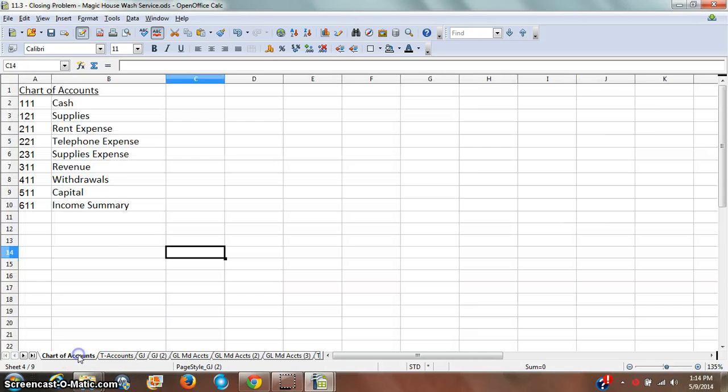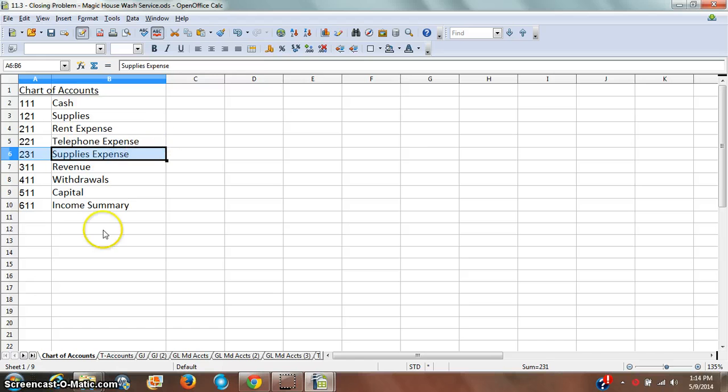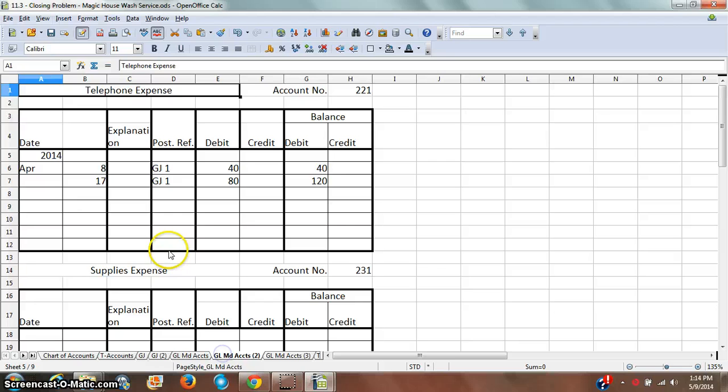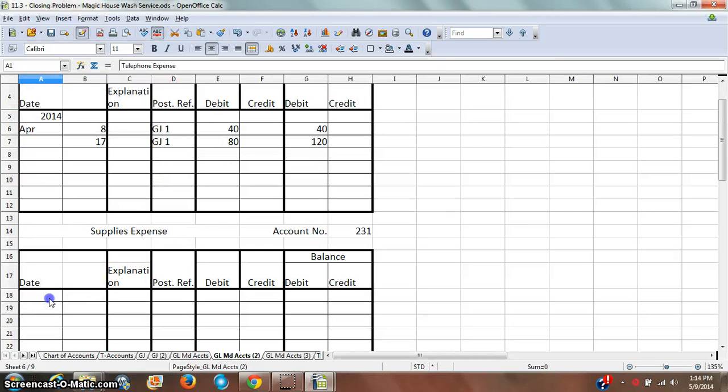So I can look at my chart of accounts, and supplies expense is account 231. So I'll find that in my ledger account. Supplies expense, account 231, the date. I'll put this on the 30, and this is the first time I get to use the explanation column. Before we weren't using that. Now I can use this.